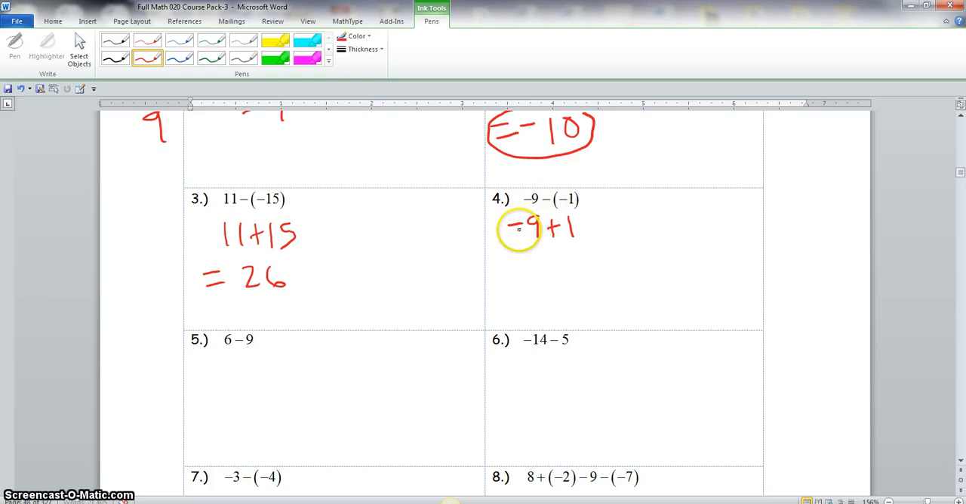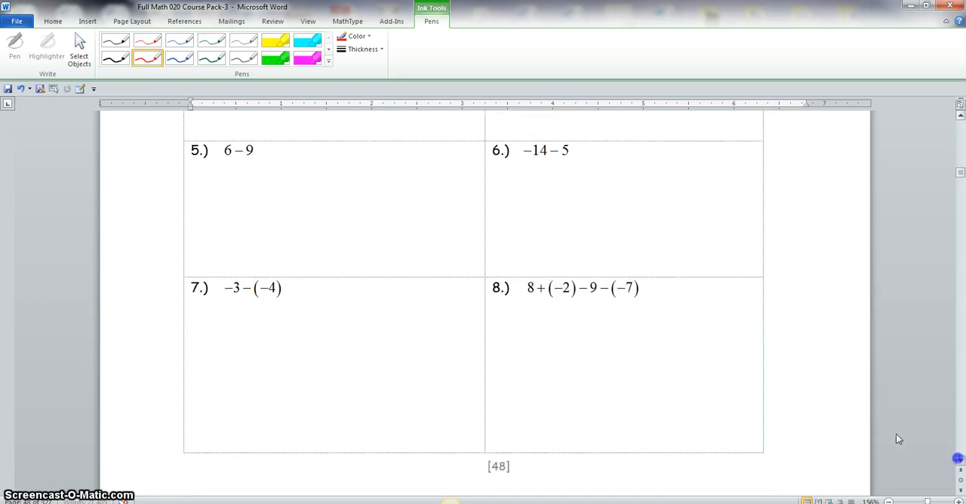So now, since these have different signs, we know we're going to subtract. We can go off to the side and say 9 minus 1 is 8. So we know our answer is going to have an 8. But now we have to determine its sign. Negative 9 is more units away from 0 than 1. So our final answer would be negative 8.